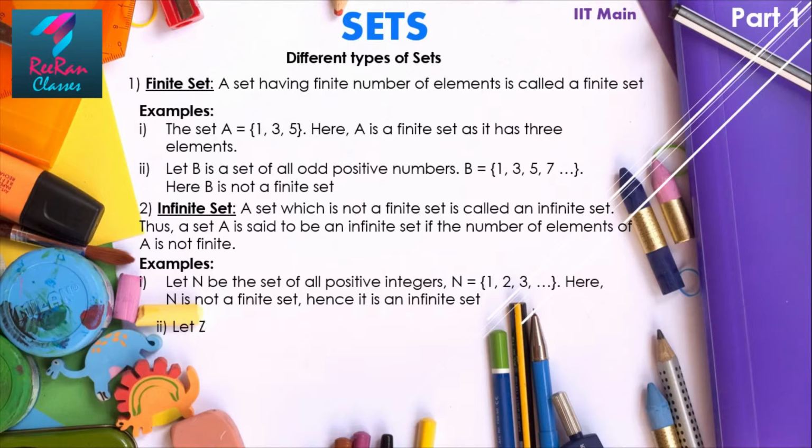Example number 2. Let Z be the set of all integers. So Z is equal to {..., -2, -1, 0, 1, 2, ...}. So here Z is an infinite set.